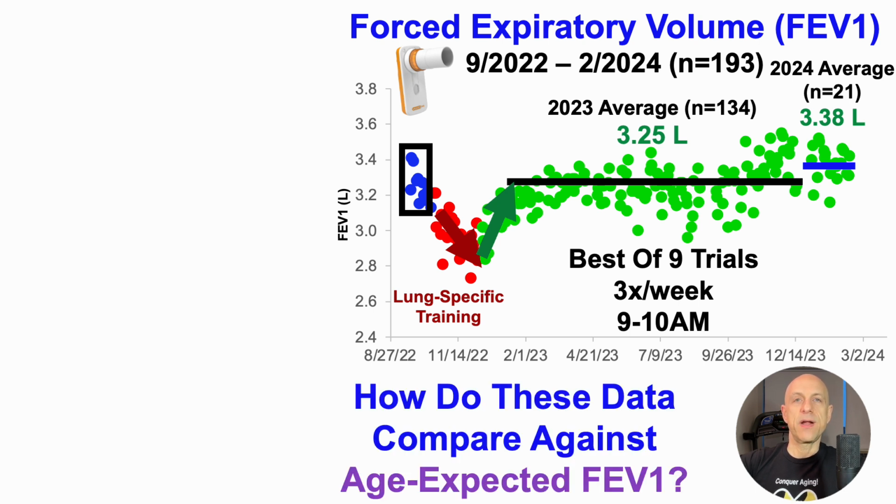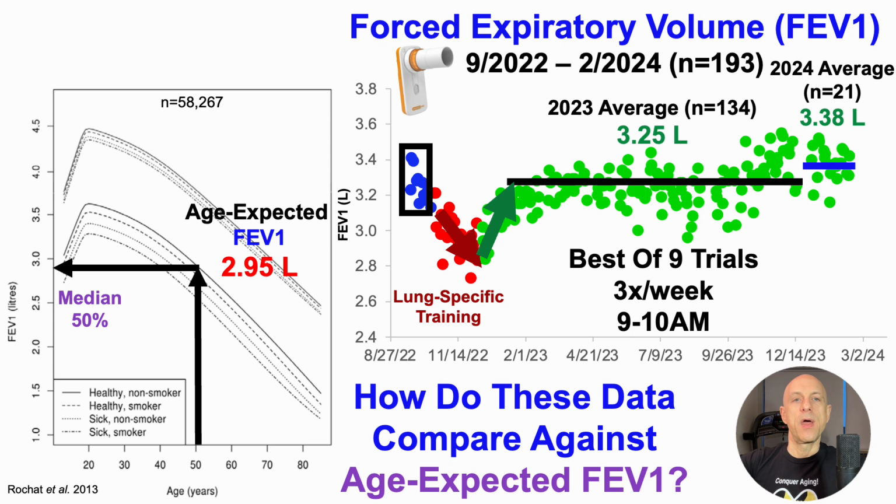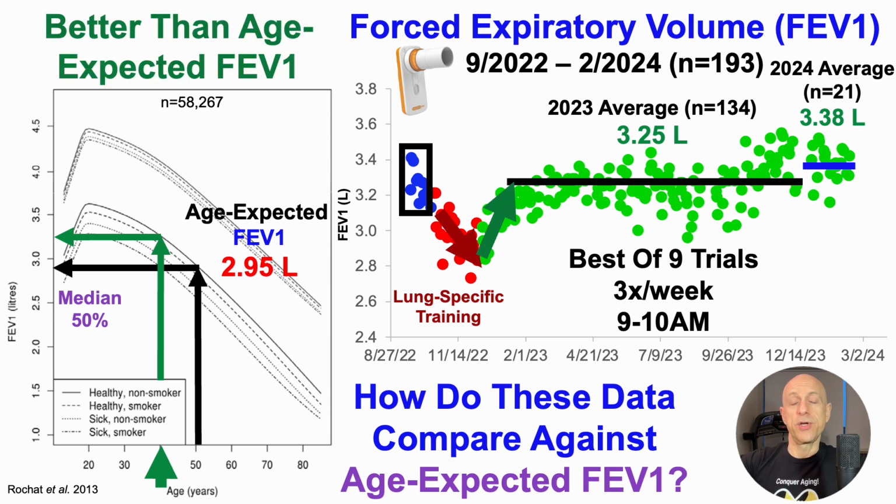So how did these data compare against age-expected FEV1? For that, we pull up the charts from before, and when looking at the median values, my age-expected FEV1 based on chronological age, I'm currently 51 years, would be 2.95 liters. So I'm doing a little bit better. More specifically, the 3.25 liters per second for my 2023 FEV1 would be the median value for someone about 10 to 11 years younger. So pretty good news.